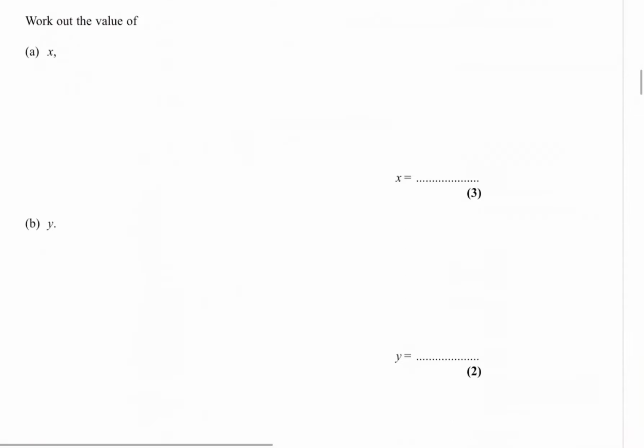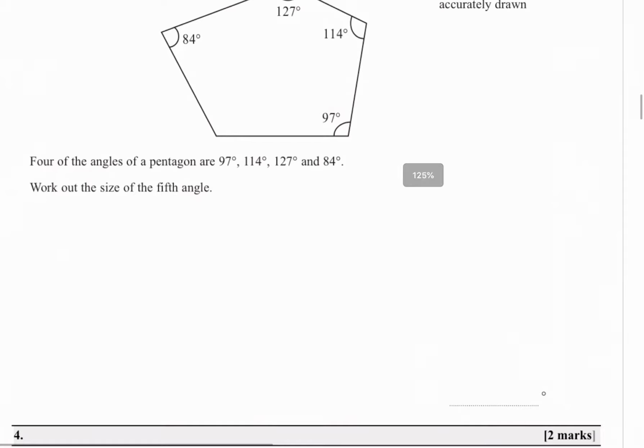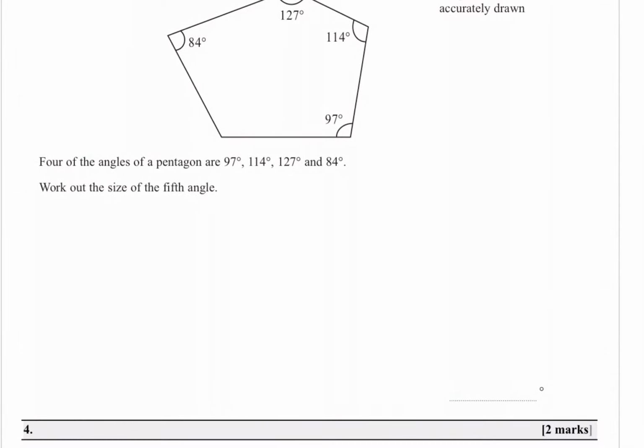Okay, if we just scroll down, we will have just a quick look at this one. So in this one, you're told that you've got 4 angles from a pentagon. Okay, you can see there that it is not regular, but what we want to do is find the size of the 5th angle. So first thing I would do is add up the angles that we have. Okay, so you're looking at doing 84, 127, 114, and 97. If you throw them all into your calculator, you should get 422 degrees.